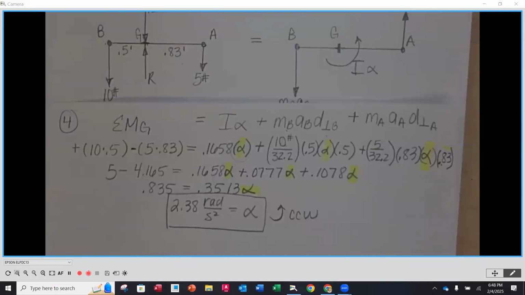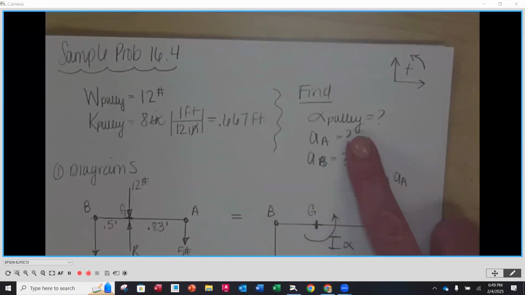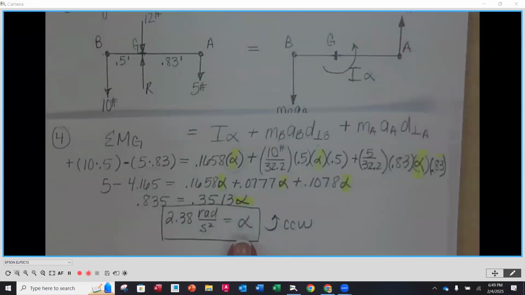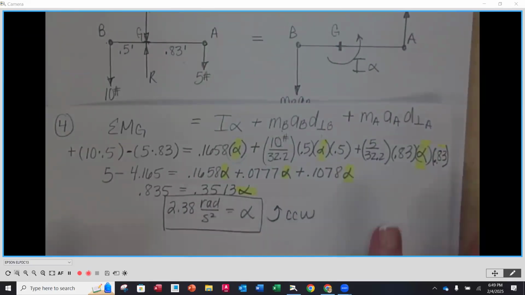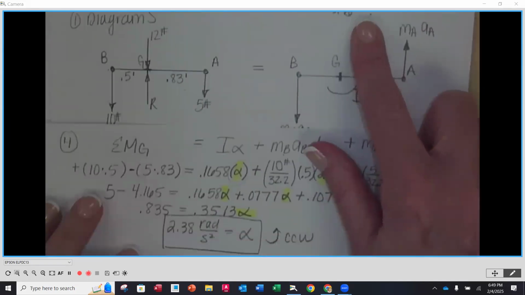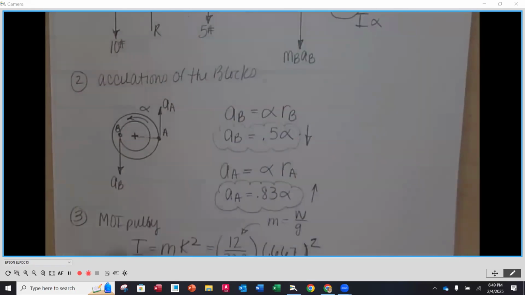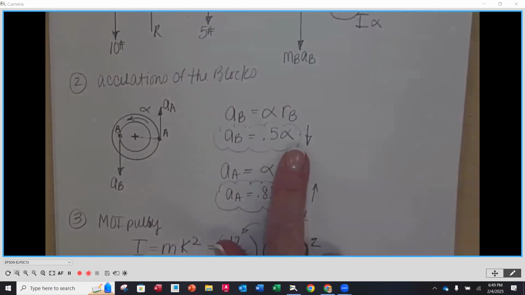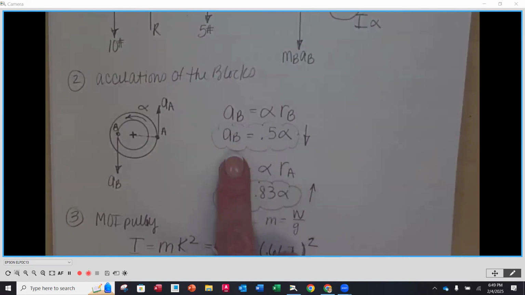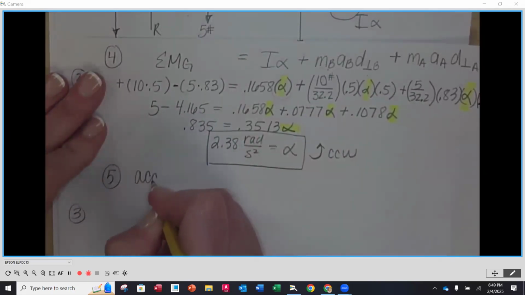Okay, so that's our angular acceleration. That was one of the variables they wanted us to find. So if we look back over here, this is our alpha of our pulley, the angular acceleration of the pulley. So that one's done. Now what we want to find is the actual value of the straight line acceleration at A and the straight line acceleration at B. If you recall from the previous page, down here, we have each one of those accelerations in terms of the angular acceleration, which we just calculated. We're just going to plug in the value for our angular acceleration to get the straight line acceleration at B and at A. So here are going to be our accelerations.